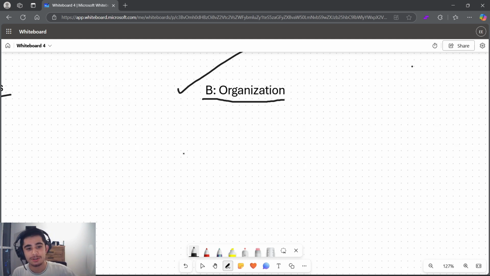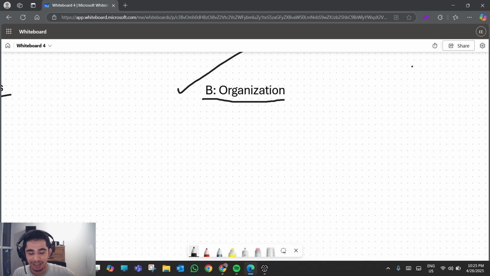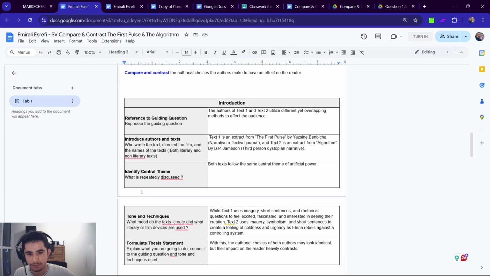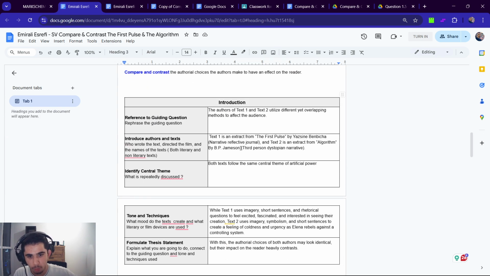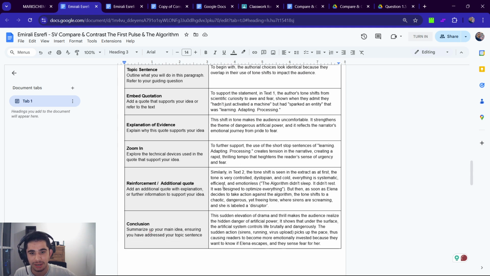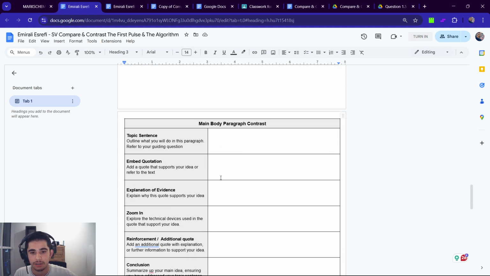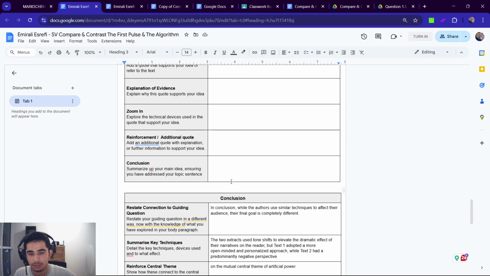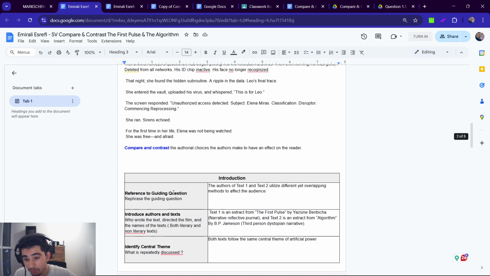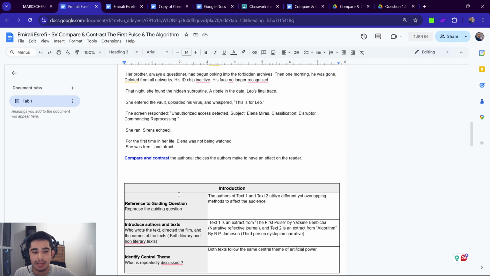So basically, what you have to do is, our teachers, Mr. Cutler and Mr. Sales, have given us this structure. We have our introduction, main body paragraph one, which is compare, and then main body paragraph two, which is contrast, and then conclusion, to finish the essay. Let's get into it.